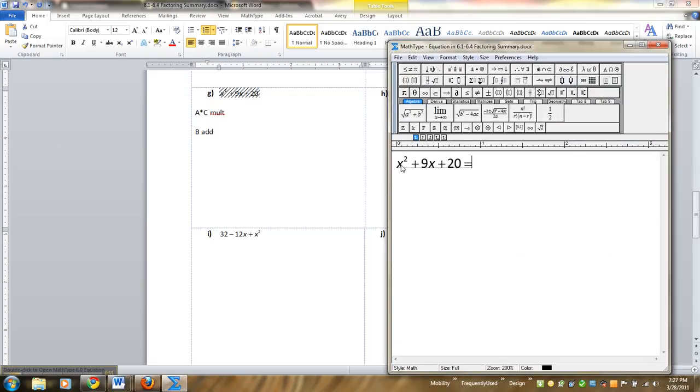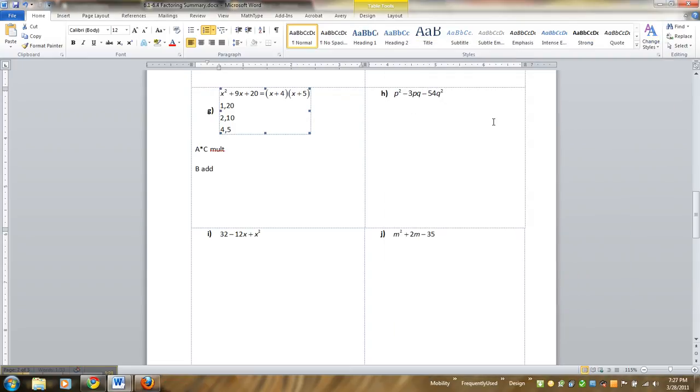Okay, so let's look at this one. A times C. A is 1 because there's nothing in front of the x squared. C is 20. So I need to know, what multiplies to 20 but will add up to 9? There's 1 and 20, 2 and 10, 4 and 5. Oh, there it is, 4 and 5. Those two multiply to 20 but add up to 9. So you go x plus 4, x plus 5. Done.